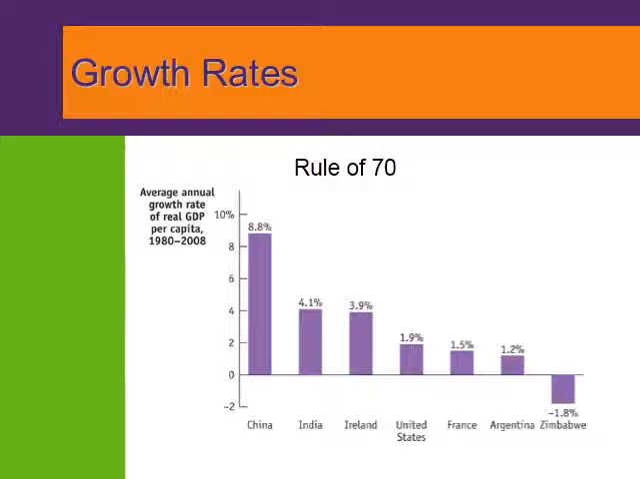This figure shows the average annual growth rate of real GDP per capita for selected countries from 1980 to 2008. Some were notable success stories. However, others have had very disappointing growth, such as Argentina. The million-dollar question then is, why have some nations had faster long-run economic growth than others?